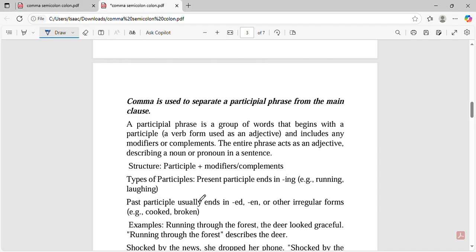You can also put the participial phrase after the noun. So in that case, your participial phrase will come between the noun and the verb of the subject. Then you will have to use two commas to separate the participial phrase. So let's see examples.